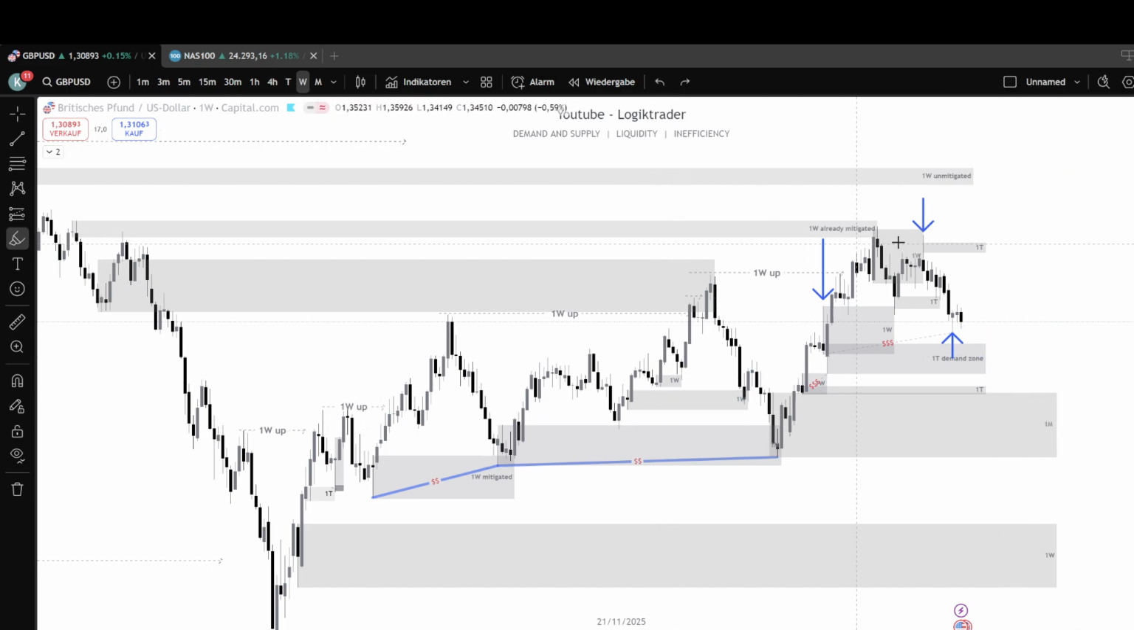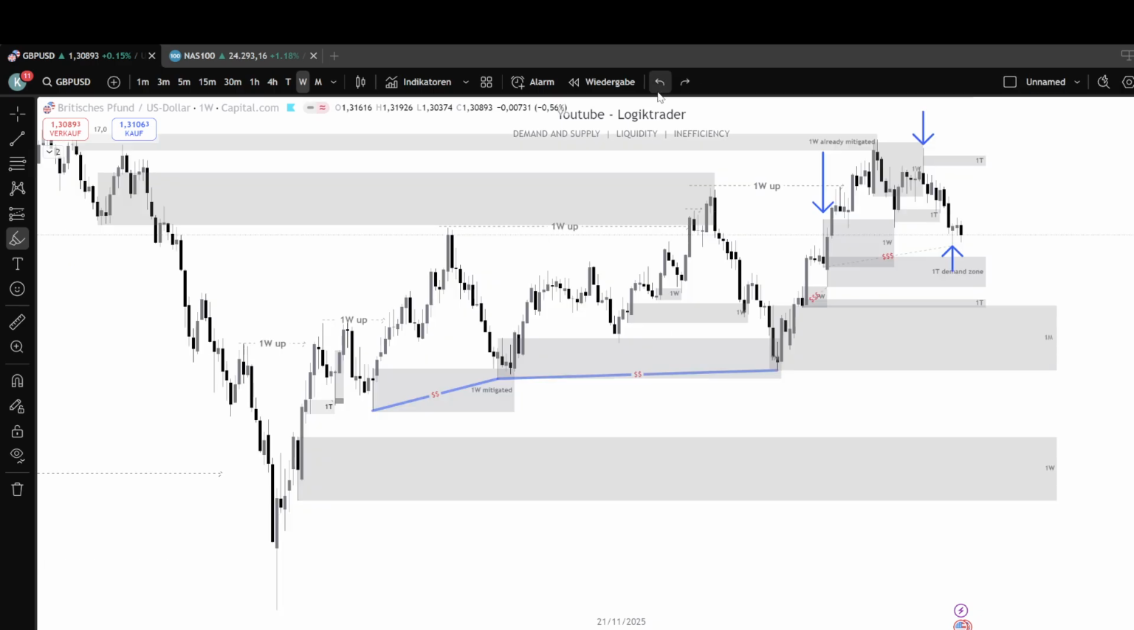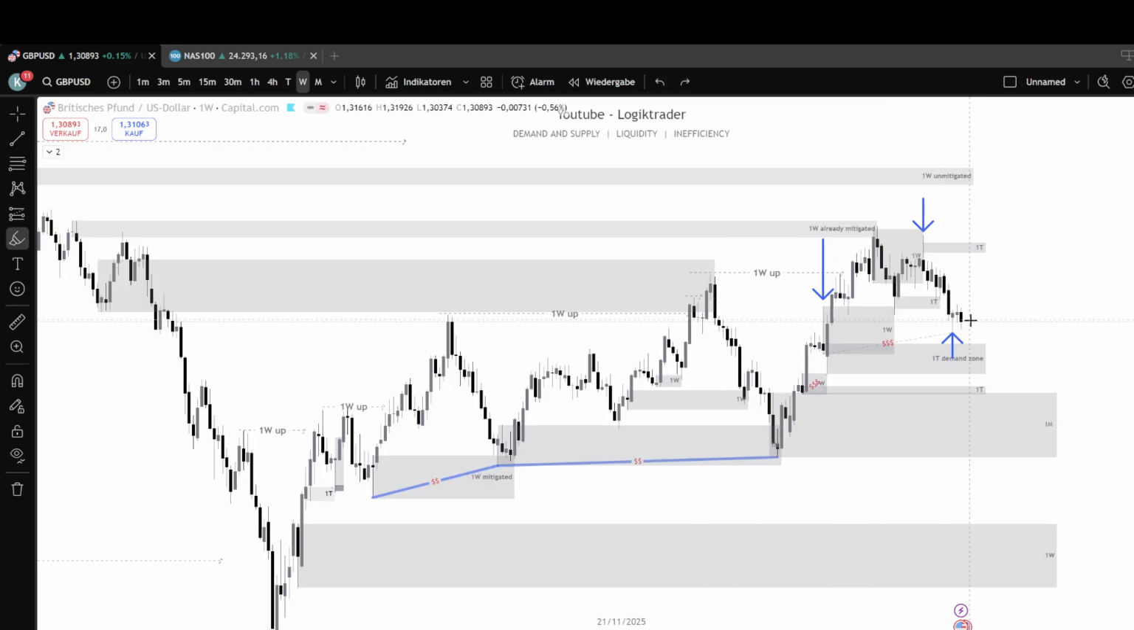And having that in mind, we have an inefficiency area here above, and we have an inefficiency area here below. And based on my system, price always does its best to do what we call correction of inefficiency. This is simply meaning, with this in mind, I definitely think price will come down to correct this inefficiency and come into this zone and give us an opportunity for a buy.